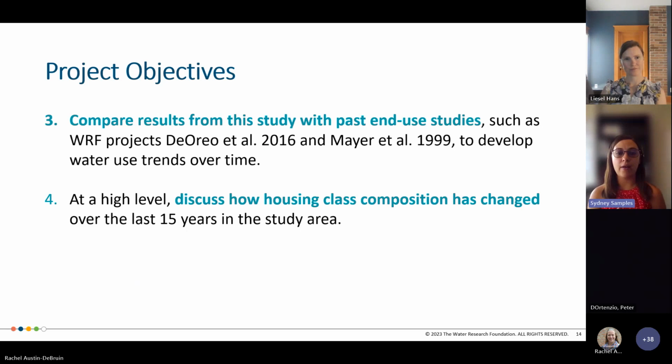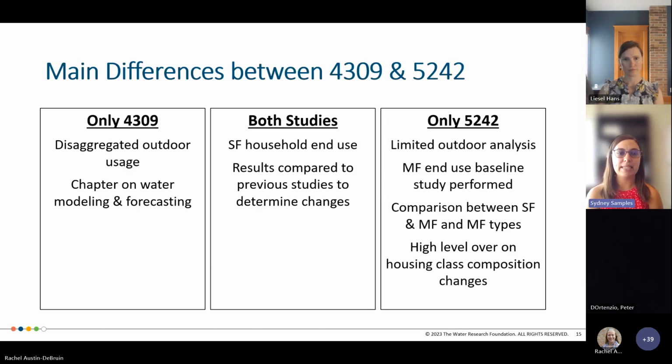And then another element, because we've added the multifamily household component, is just at a very high level, how has housing class composition changed over the last 15 years? This will be a high level, but we're hoping that in the future, maybe we'll be able to do some further equity and DE&I type work based off of the knowledge that we gain from this project. Next slide, please. So I do want to really point out the differences between 4309, which is that 2016 study, and our current one.